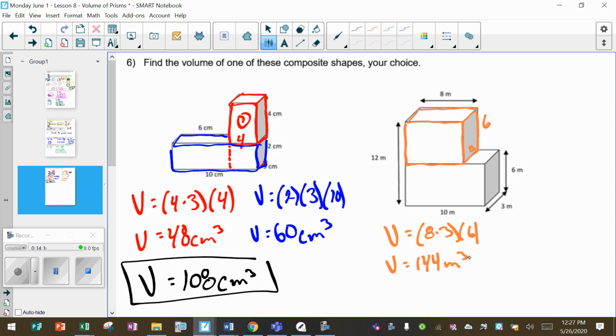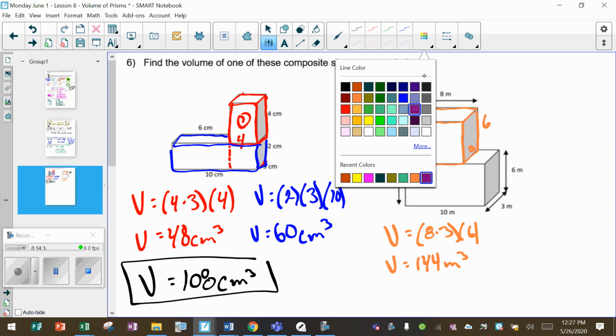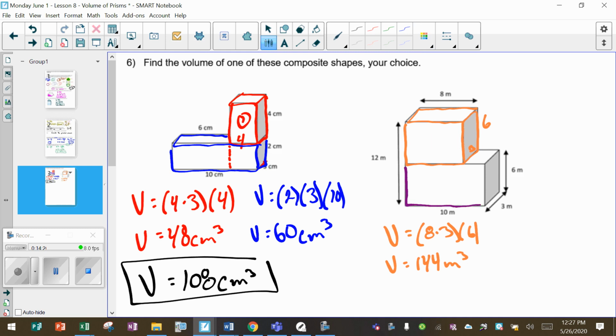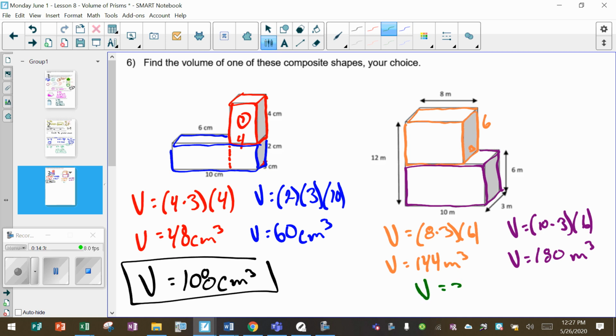And then the bottom portion, we're going to do a similar calculation. 10 by 3 by 6. So 10 times 3 is 30. Times 6 is 180. So the bottom portion is 180 cubic meters. Then we're going to add those together. We get our final volume of 324 cubic meters. All right. So that's volume.